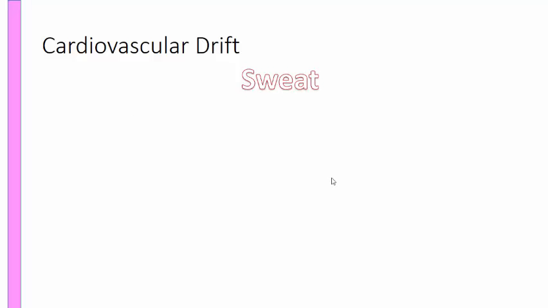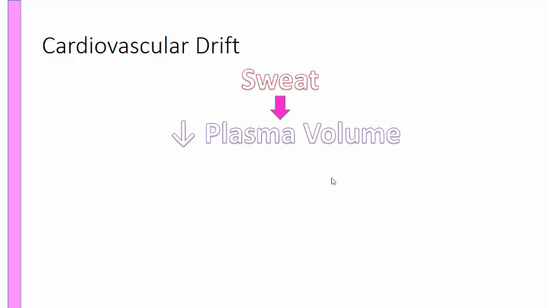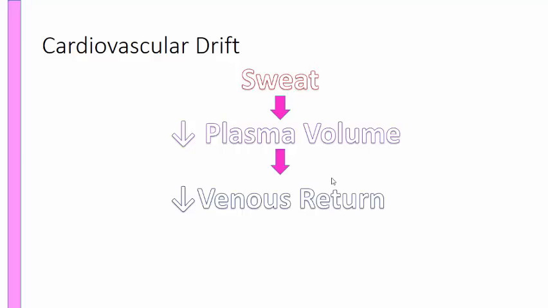Why does cardiovascular drift occur? Why would heart rate increase and stroke volume decrease? Well, if we're exercising in the heat, then we are sweating a lot more. And if we are sweating a lot more, that means we are losing a lot more water, since sweat is water. If we are losing a lot more water from our body, that means our plasma volume is decreasing. If our plasma volume is decreasing, what is that going to affect? It's going to decrease our venous return.